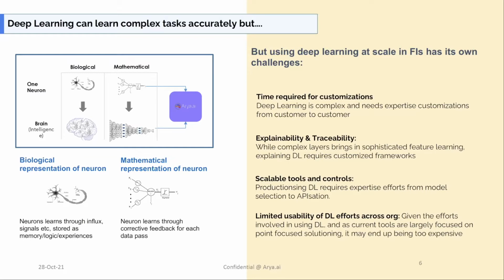When it comes to financial services, as the datasets are private, research is also yet to take a full position there. So while deep learning can deliver, the biggest problem with deep learning is explainability and traceability, because these are very complex algorithms. So it takes a lot of effort to build and a lot more effort to explain the systems.